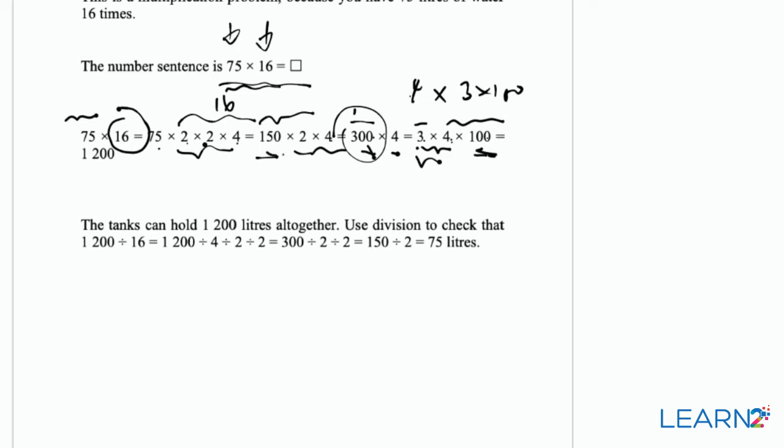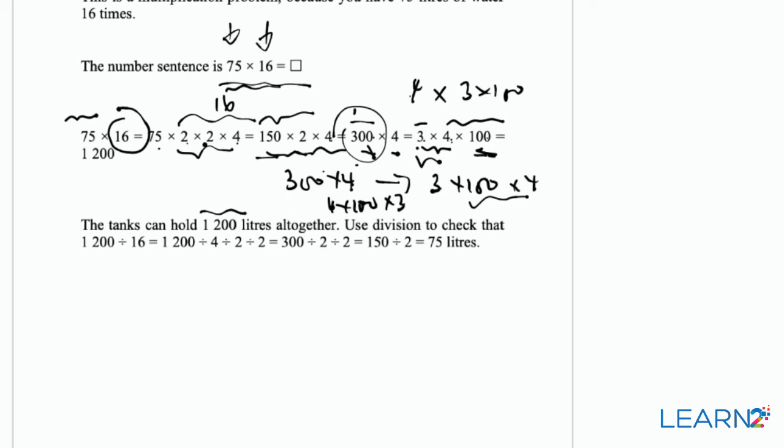So here we had 150 times 2, which was 300 times 4. What did we do with 300 times 4? We can either say it's 3 times 100 to get you the 300, and then you times that by 4. So 100 times 4 is 400 times 3, which is 1200. Or we can say, let's make it 4 times 100, if we look at it that way, and then we've still got a 3. 4 times 3 is 12. 12 times 100 is 1200. So we can see that the tanks can hold 1200 liters altogether.